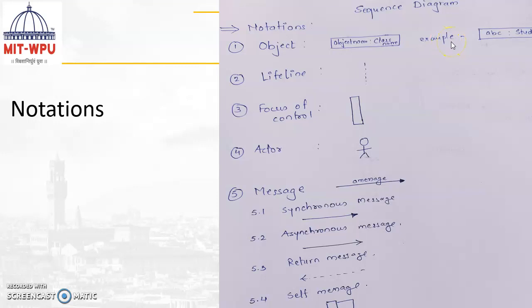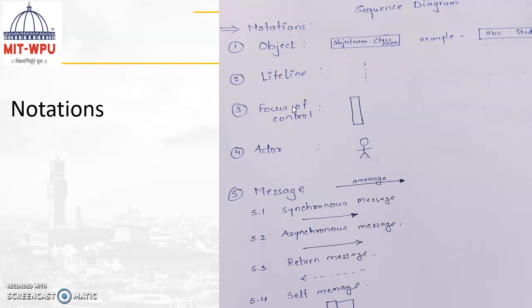Here one example is shown as Student is the name of the class and ABC is the name of an object. Next notation is a lifeline. The meaning of lifeline is for that particular object. So here ABC is the name of an object. So till what time the ABC object is alive is represented by a lifeline.